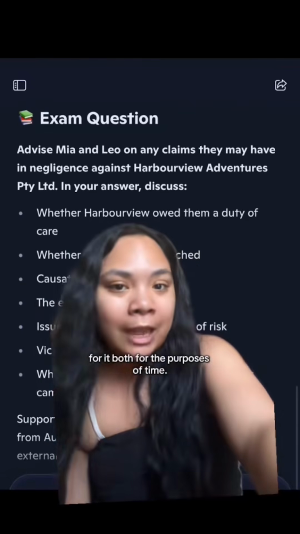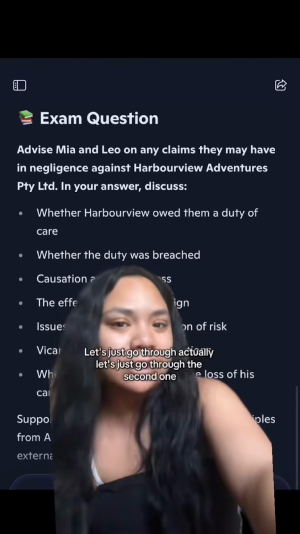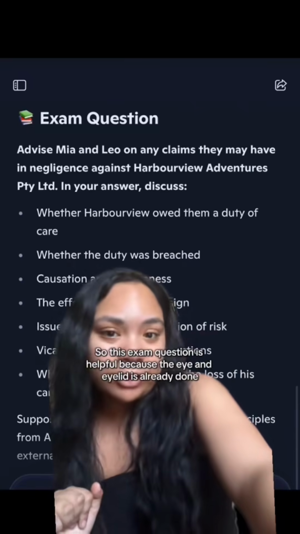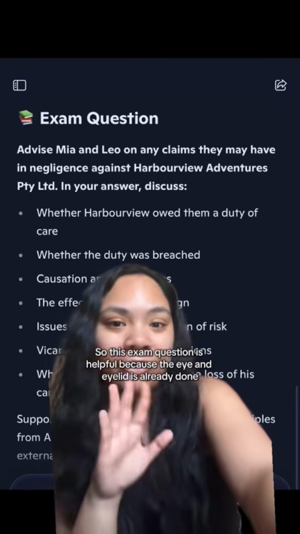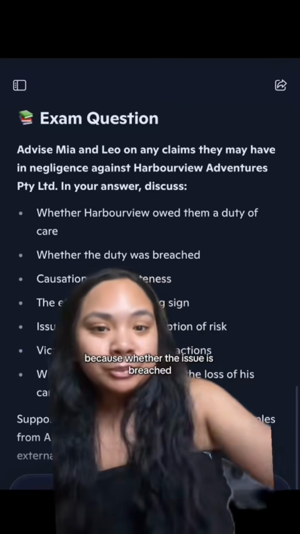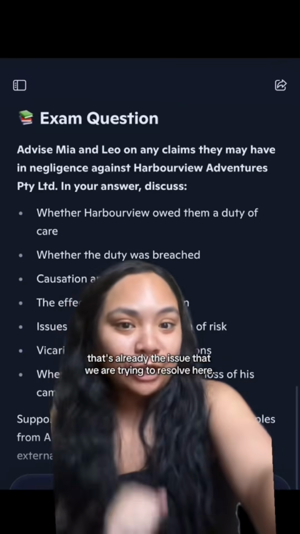For the purposes of time, let's just go through the second one, whether the duty was breached. So this exam question is helpful because the I in IRAC is already done, because whether the duty was breached is already the issue that we are trying to resolve here.